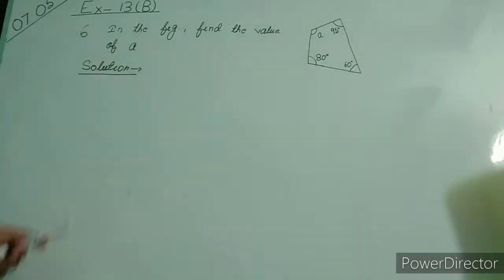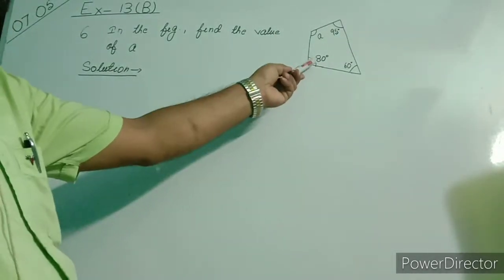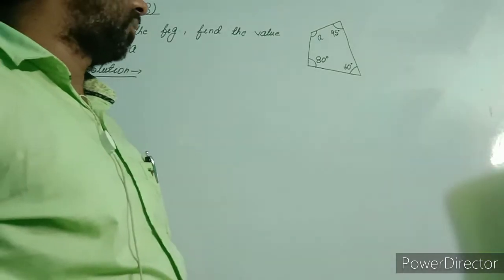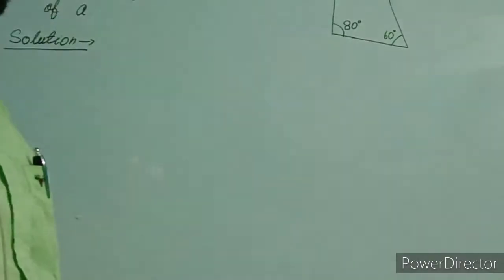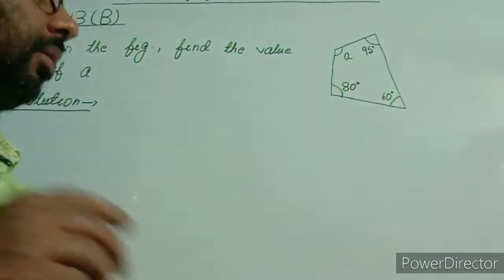Question number 6. In this figure, find the value of A. This is also a quadrilateral. Three angles are given. Those are 95 degrees, 60 degrees and 80 degrees. We are asked to find out the value of A.